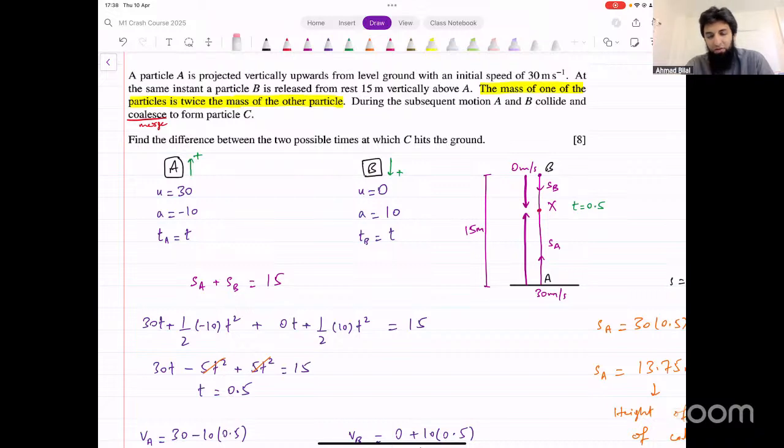Not always. It's not always that if you have more marks, the question is going to be more difficult. Sometimes you get high value questions that are easier as well. You should definitely not leave them for the end of the paper.